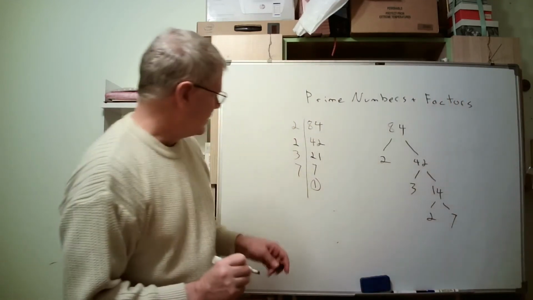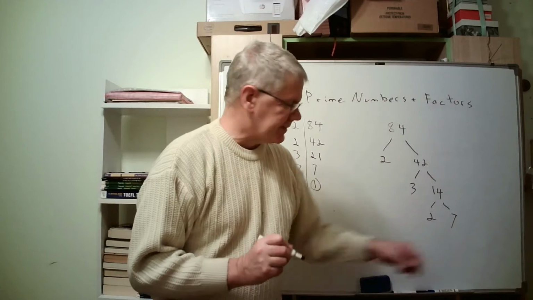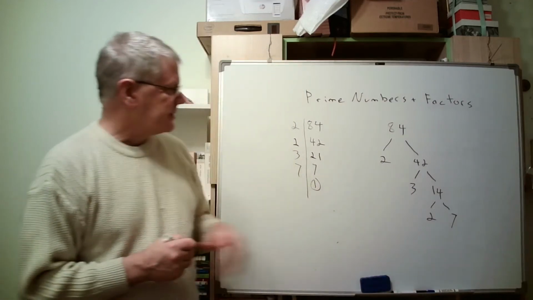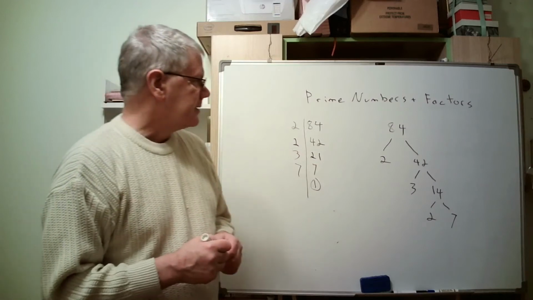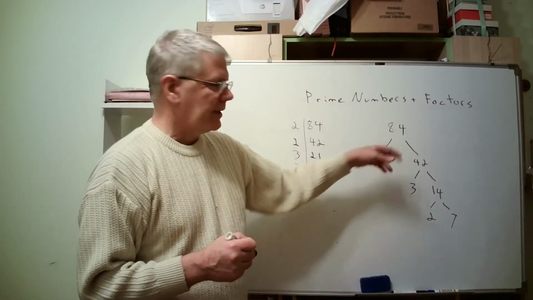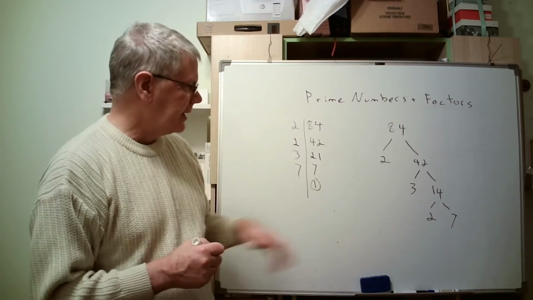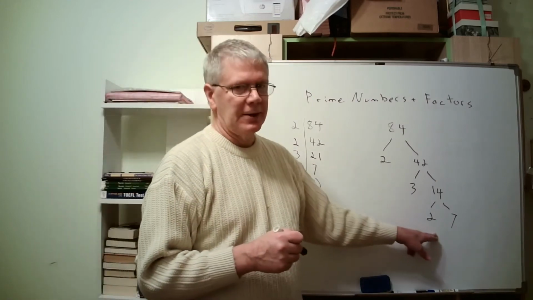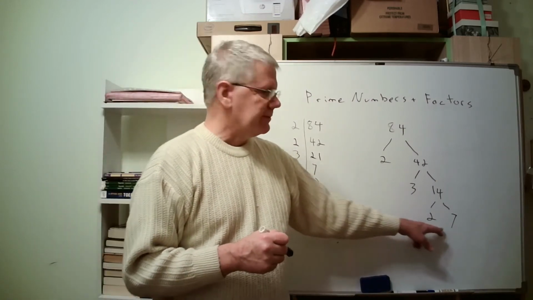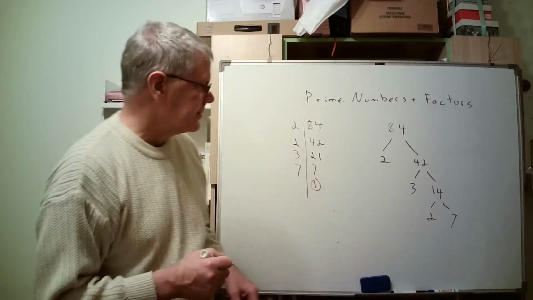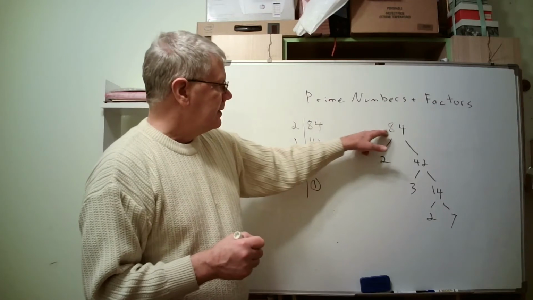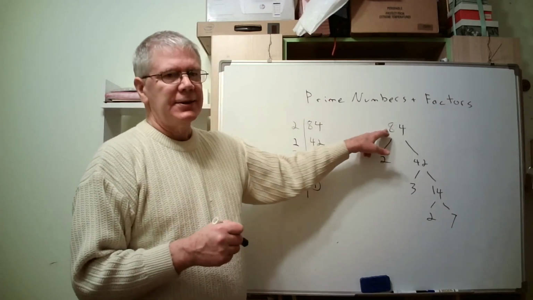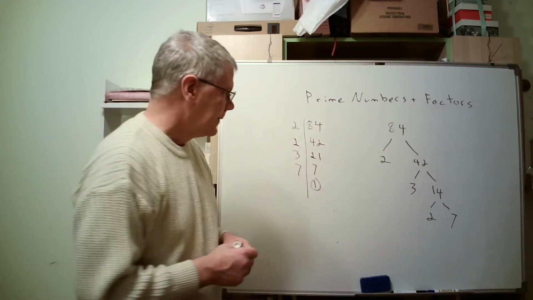So I get 2 2s, a 3, and a 7. So if I miss the 2 back up here, I can find it down here. I could start with 21 times 4. I could start with different combinations and keep going until I have primes at the bottom, as long as you recognize these as primes. So those are 2 ways of breaking any composite number down into its prime factors.